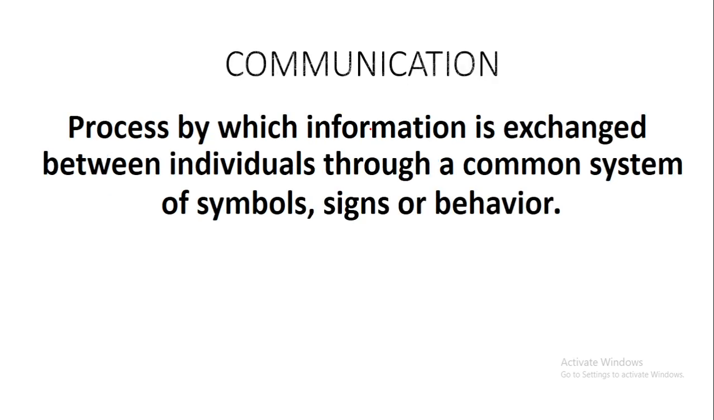Okay. So first of all, let's have a quick overview of the definition of communication. Communication is basically a process by which information is exchanged between individuals through a common system of symbols, signs, or behaviors. So communication is basically a common system. It is a system. It's not something very random. It is a process. In the previous video we talked about this as well. It is a process of establishing a common system of symbols, signs, or behaviors.